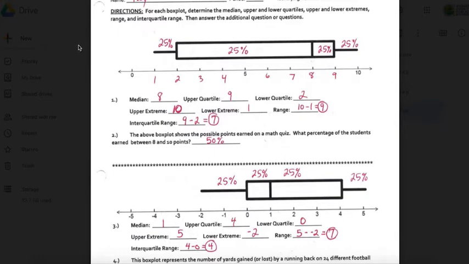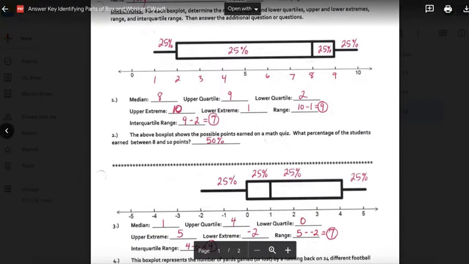So what you had to do is look at the box and whisker plot and determine the median, upper and lower quartiles, upper and lower extremes, the range, and the interquartile range. What I did first is I separated this into, well, it's already separated into 4 parts, but I took each of the 4 parts and put 25%, because we talked about each part of the box is worth 25% of the data.